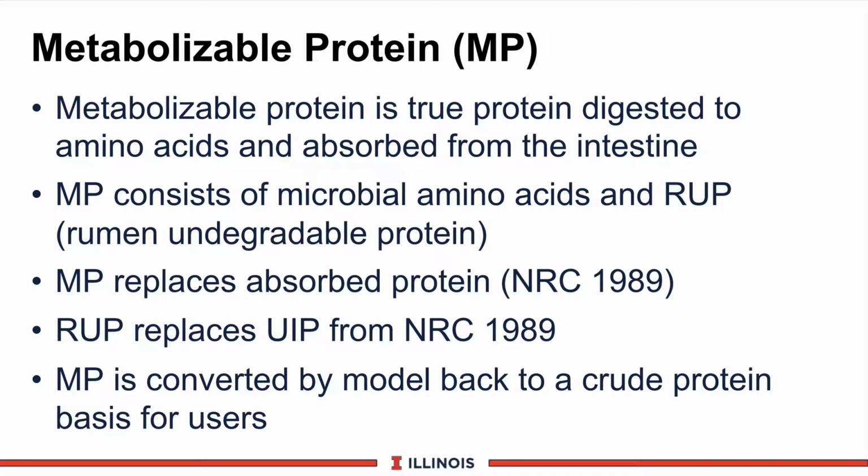For some of us who use the old system, it was called absorbable protein in NRC 1989. Not many people use it, but it was a similar term, but now we're calling it metabolizable protein. Finally, for those of us who have some lack of comfort with metabolizable protein, when you use the model and run the rations, it will reconvert it back to a crude protein basis so we can relate to it on a crude protein basis besides metabolizable protein.